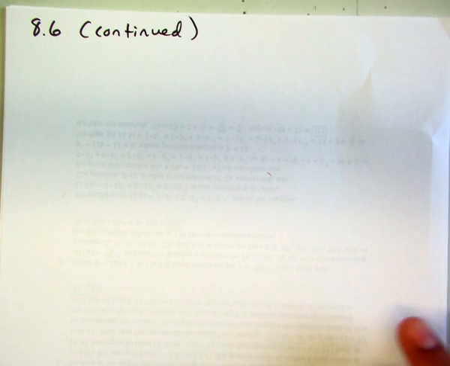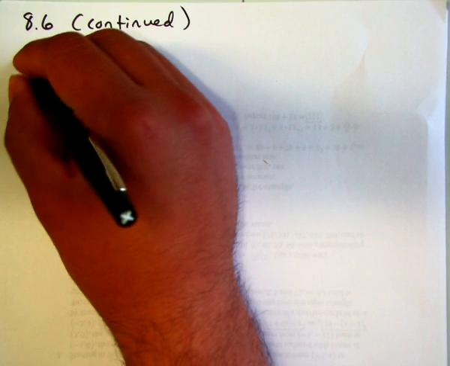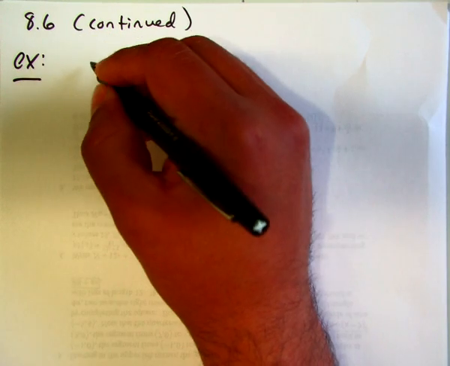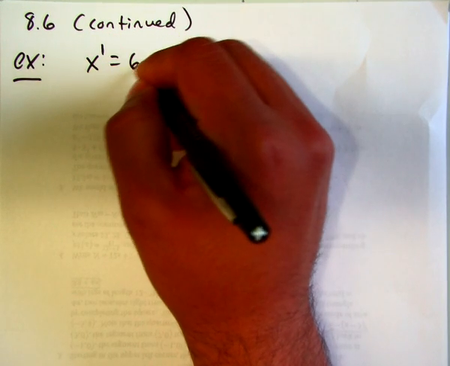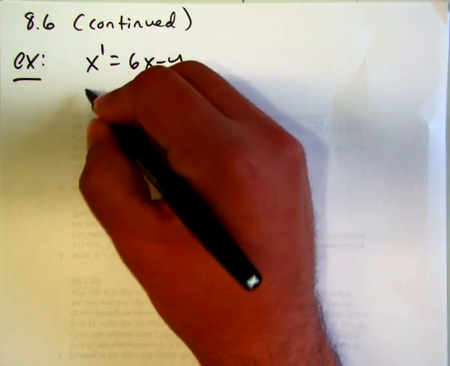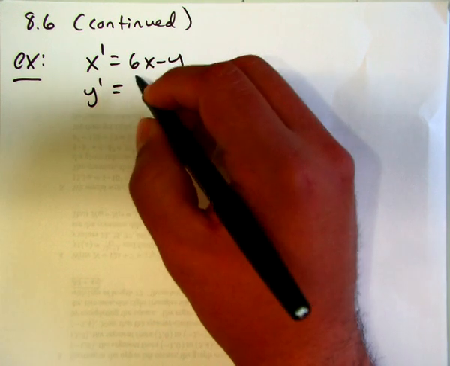Let's say we have the system x prime equals 6x minus y, y prime equals 5x plus 4y.